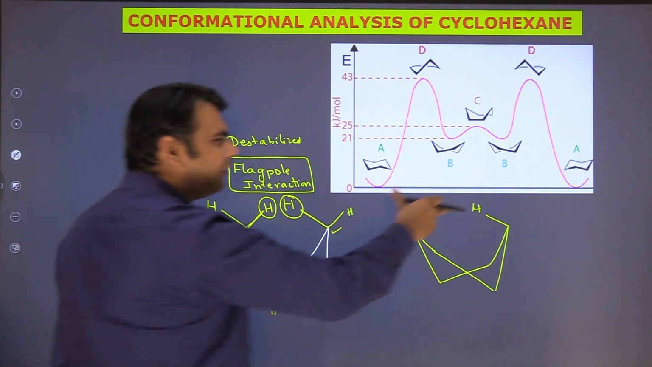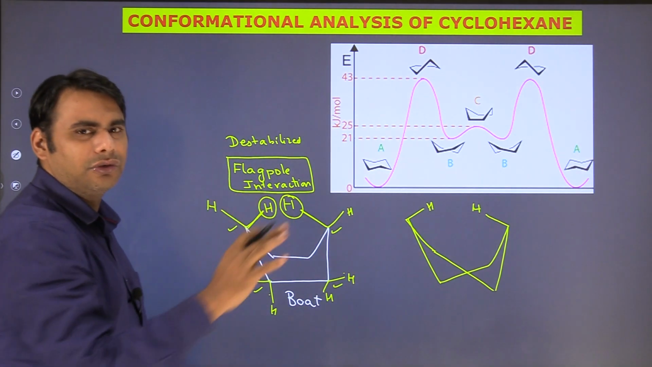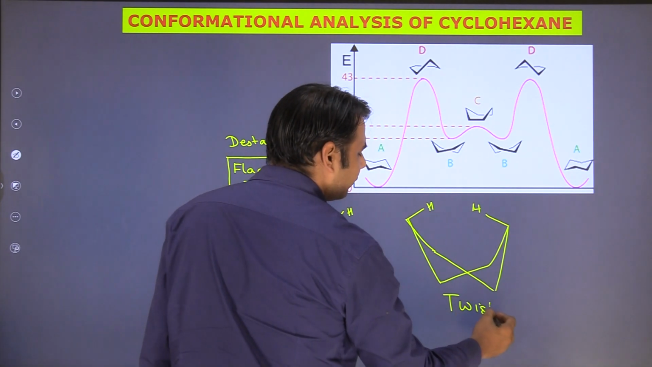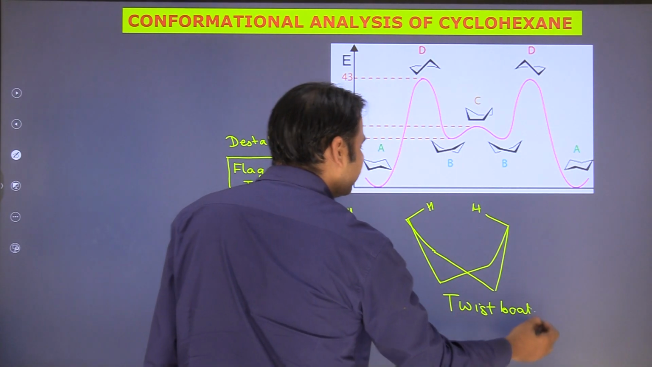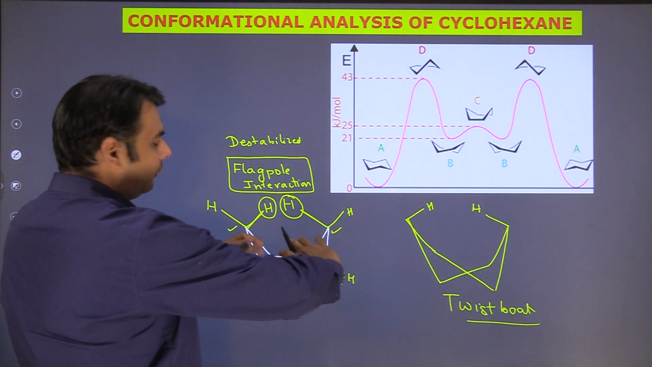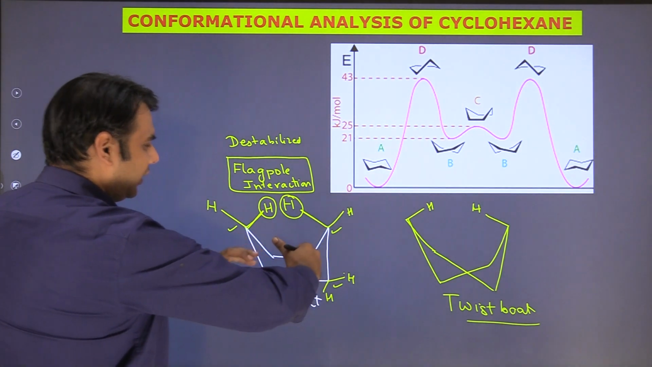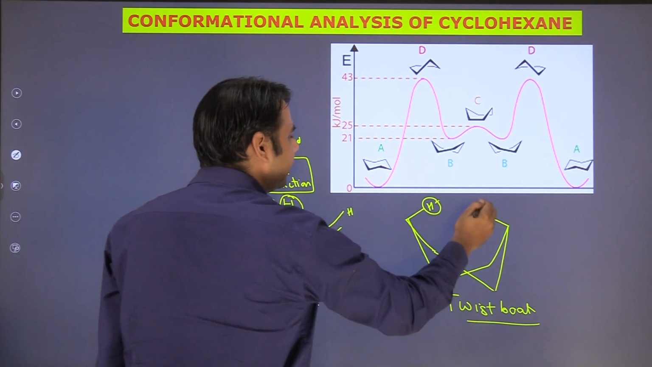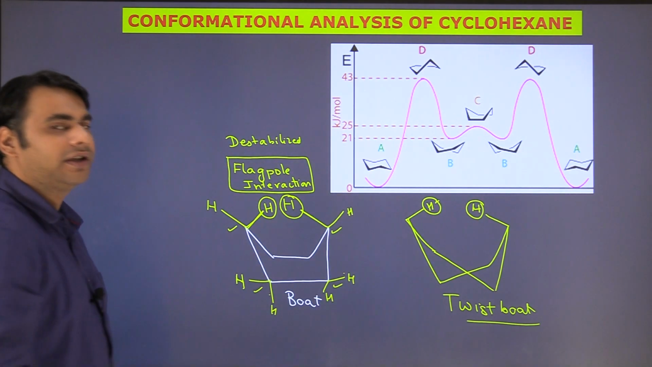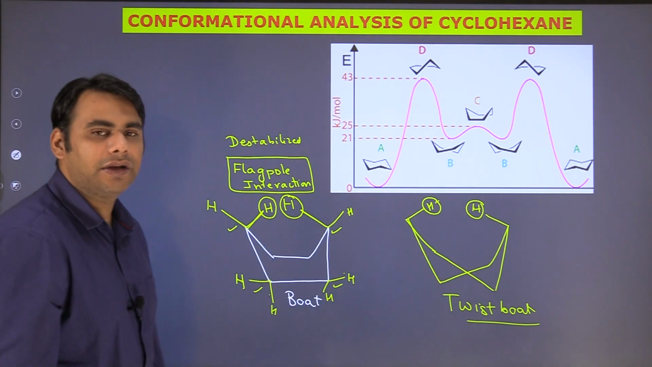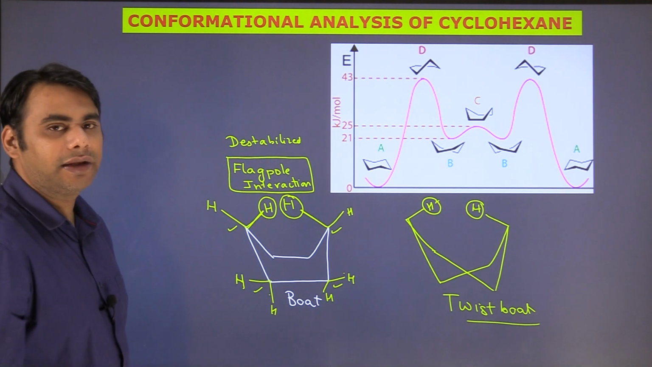These are very difficult to visualize, but I think you just need to know the name. So basically this is called a twist boat. A twist boat is basically a twisted form of the boat. You just hold this boat and you stretch it or rotate it. So you will get a twist boat, due to which the hydrogen distance will increase, that flagpole interaction will decrease, and due to which it will become more stable than the boat form.